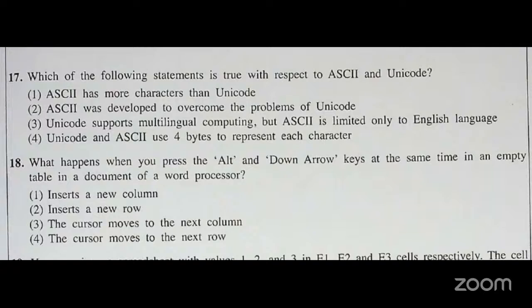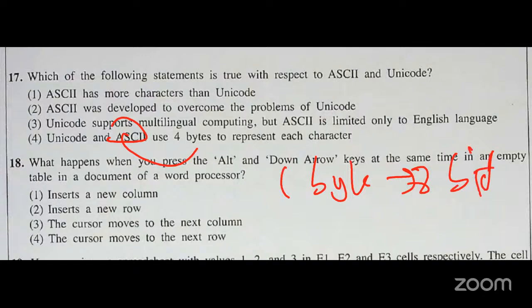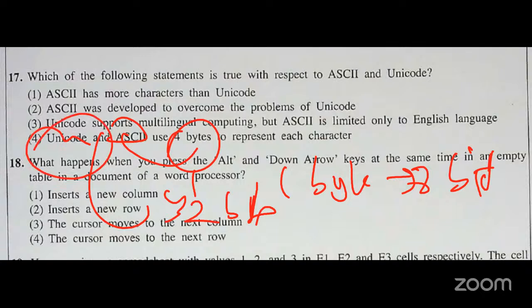Kids, Unicode supports multilingual computing, which means providing the ability of using computers in other languages as well. Question 17, the answer will be the third one. If you know the real deal, it's very easy. Unicode and ASCII use 4 bytes to represent? No, ASCII doesn't use 4 bytes. Kids, 1 byte equals how many bits? 8 bits. So 4 bytes means 32 bits. Advanced Unicode has 32 bits, but ASCII never.